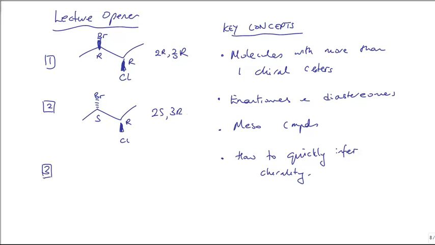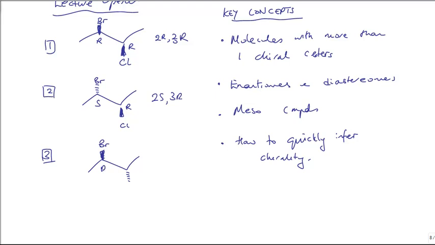2S, 3R, is that right? Okay. And number 3 now. How about if I do it this way? This time, this one still goes back. And let's push this one back. No, let's do that one. What would that one be? R and S.